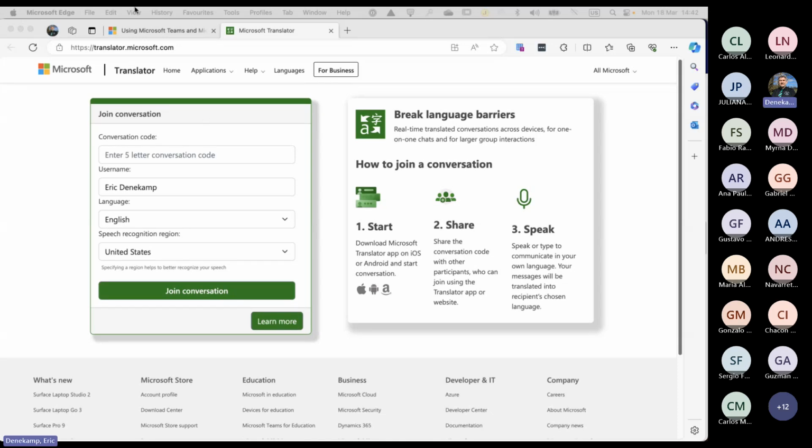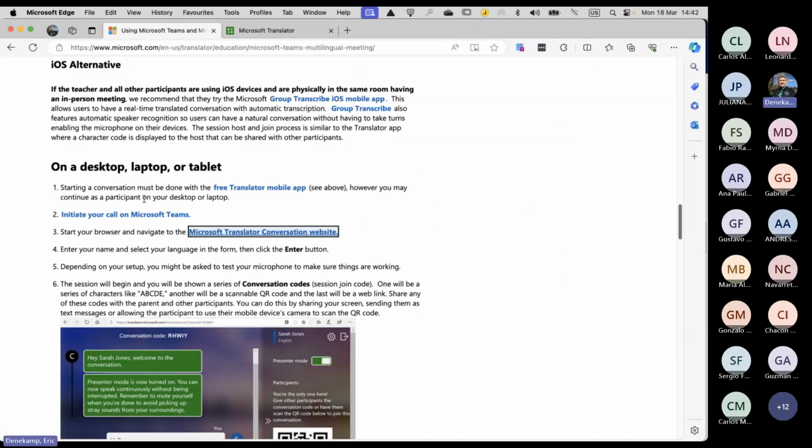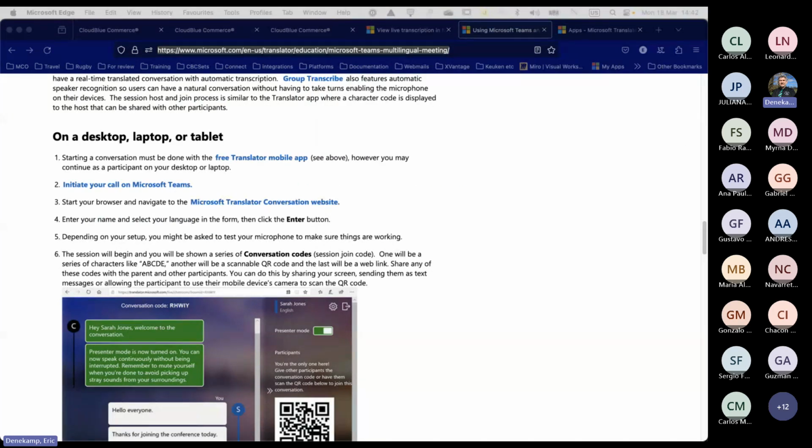This is one of the items that I have on my laptop. The problem is I don't have the free translator mobile app here. I need to initiate my call on Teams. And I cannot start a conversation in this one because it's all about chat. So it's not the transcript that I can get translated. That's how I read it. I will investigate tomorrow morning further on my side.